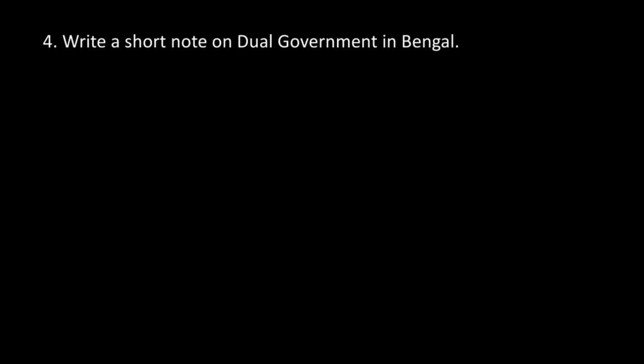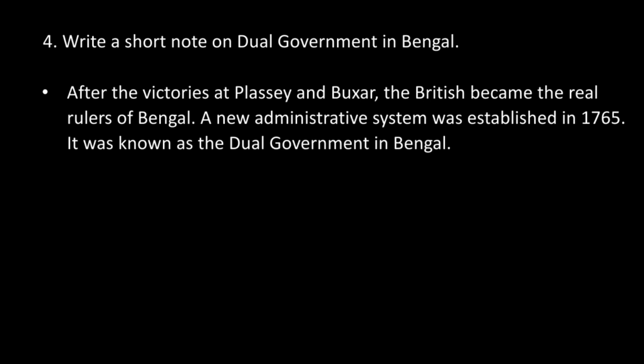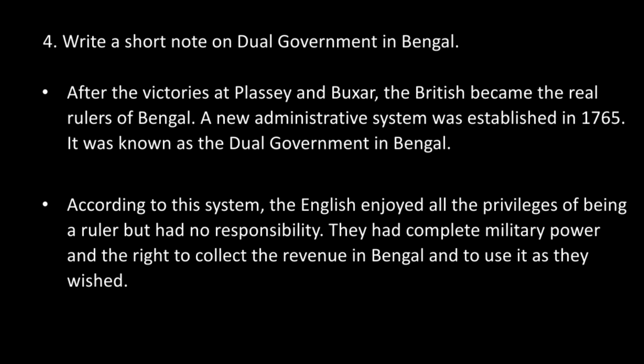Let's move to the fourth question. Write a short note on dual government in Bengal. After the victories at Plassey and Buxar, the British became the real rulers of Bengal. A new administrative system was established in 1765. It was known as the dual government in Bengal. Let's see what are the features of this dual government.